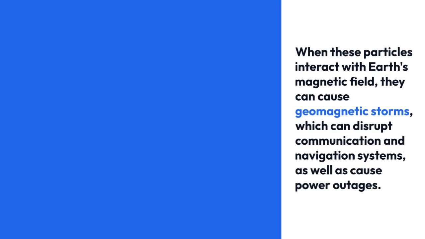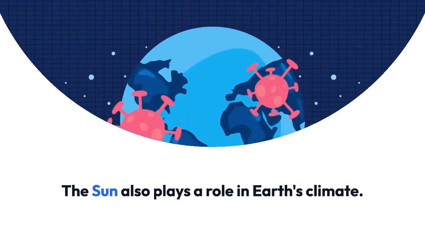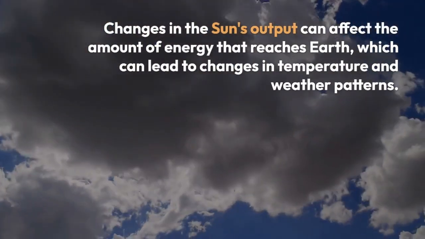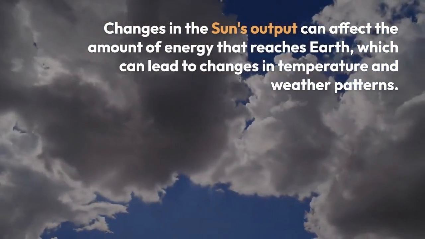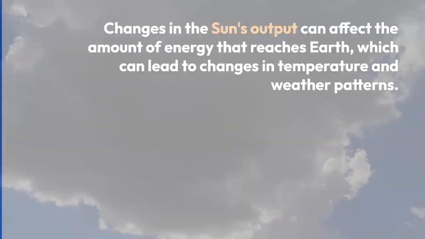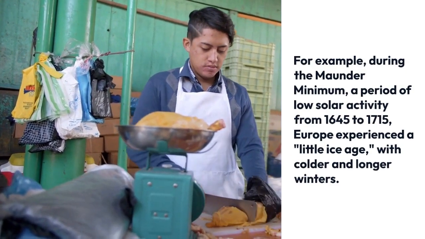The Sun also plays a role in Earth's climate. Changes in the Sun's output can affect the amount of energy that reaches Earth, which can lead to changes in temperature and weather patterns. For example, during the Maunder Minimum, a period of low solar activity from 1645 to 1715, Europe experienced a little ice age, with colder and longer winters.